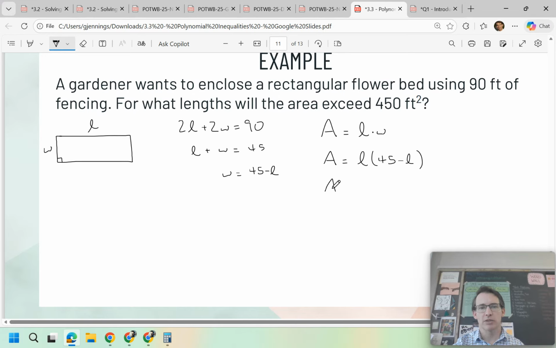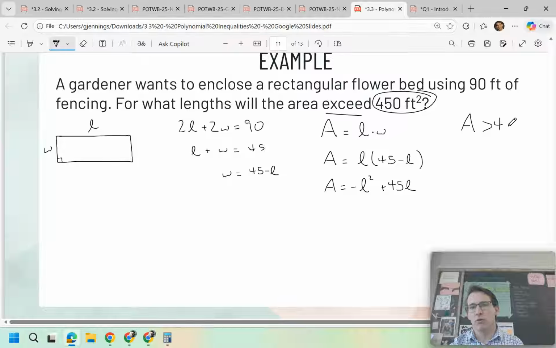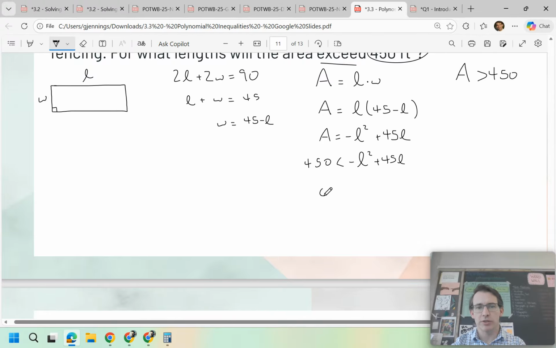Okay, and so that gives us the area is equal to negative L squared plus 45L written in standard form. And we want to know when will it exceed 450 feet. Exceed, not exceed or equal, exceed. So we have the area is greater than 450 feet. So this is the area, so that thing is greater than, or 450 is therefore less than that. Okay, so we keep going. And then going to set this equal to 0. 0 is less than negative L squared plus 45L minus 450.